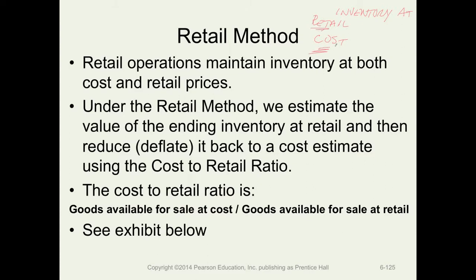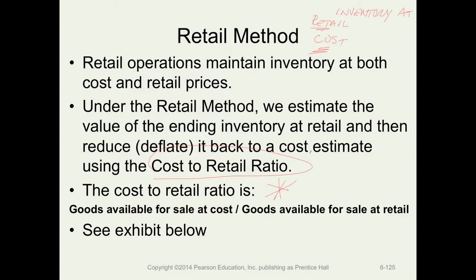So if any of you work in a retail outlet right now, you know that when you count the physical inventory and you extend that by its value, you use the selling price, so you're using retail. But somewhere in the organization, someone knows the cost of those items. So under the retail method, we estimate ending inventory at retail, and then rather than using a cost ratio or a cost of goods sold percentage as a deflator, we're going to use what is known as a cost to retail ratio. And we calculate this cost to retail ratio as follows.